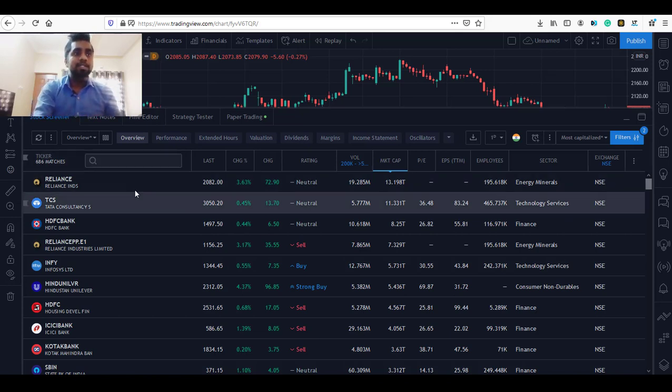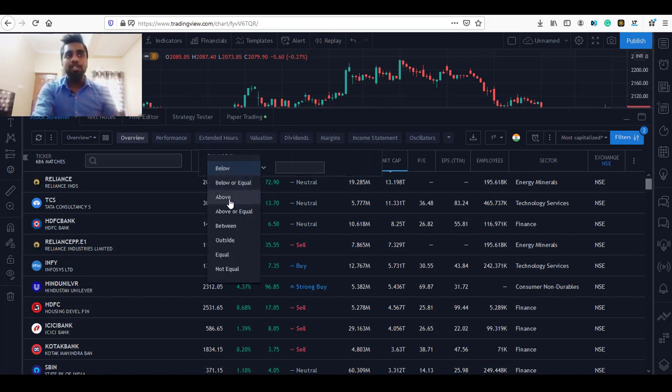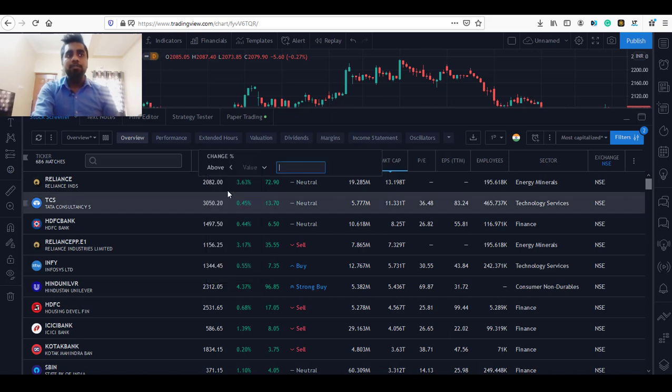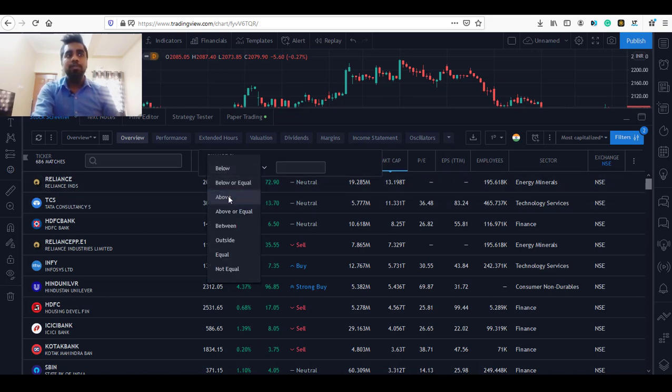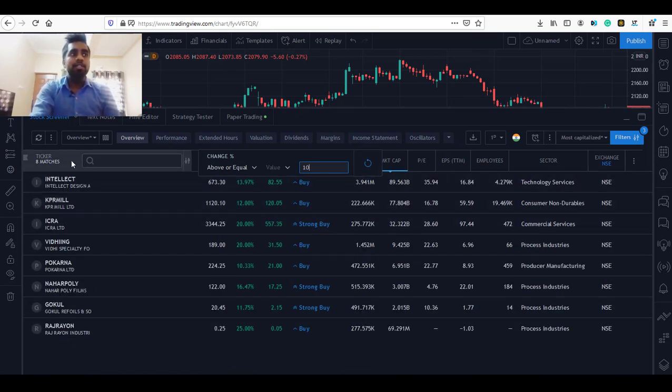For that, I'm going to select change in percent. To add volatility, I'm going to select change percentage. You can see there is a change price also, but I'm selecting change percentage. I'm looking for positive volatility. I want stocks that went above 10%. So I'm going to select 10%. It was below before, so I'm going to select above or equal, and the percentage is 10. So I added my filter. Now you can see I got 8 stocks.